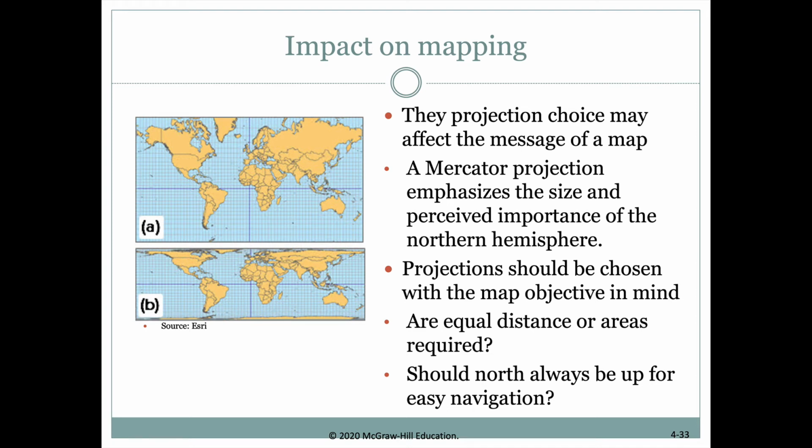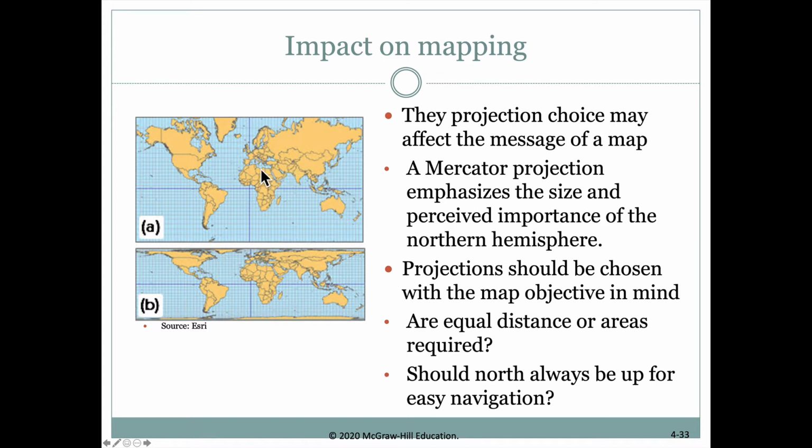Map projections can have a big impact on your map display and also your map analysis. In this example here, we're seeing two world maps in different map projections. This is the Mercator projection, which is a conformal projection. All of the shapes and the compass bearings are correct. However, the size of the different things on this map are completely inaccurate.